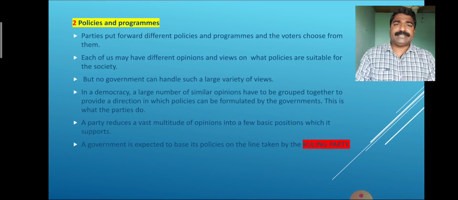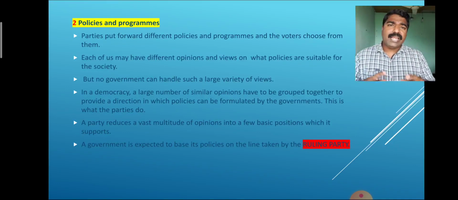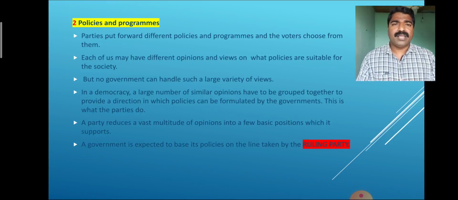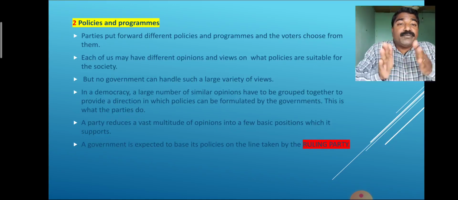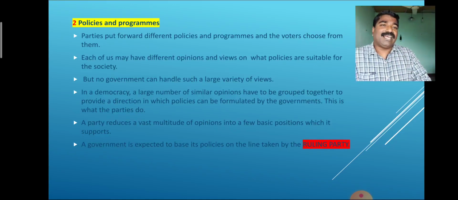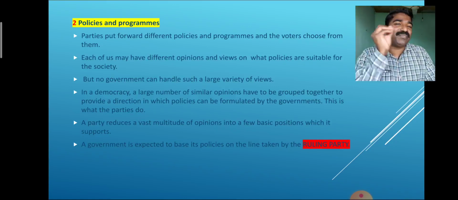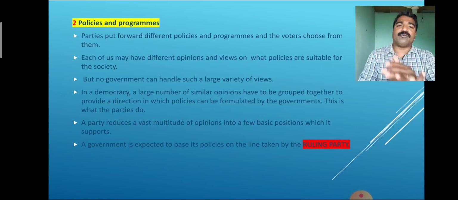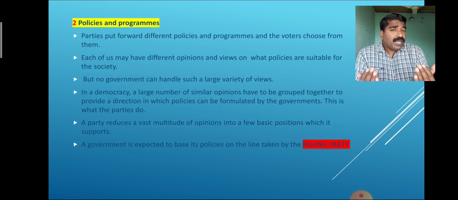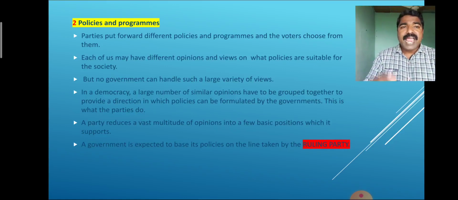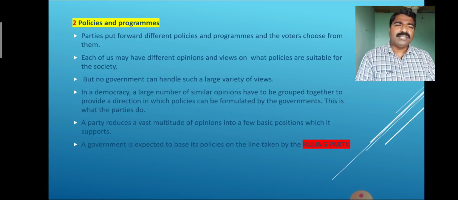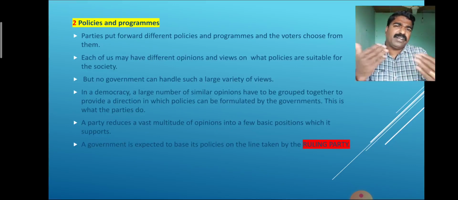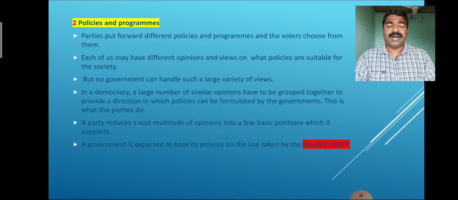The second function is policies and programs. Parties put forward different policies and programs, and the voters choose from them. Each of us may have different opinions and views on what policies are suitable for the current society. We all have different opinions.